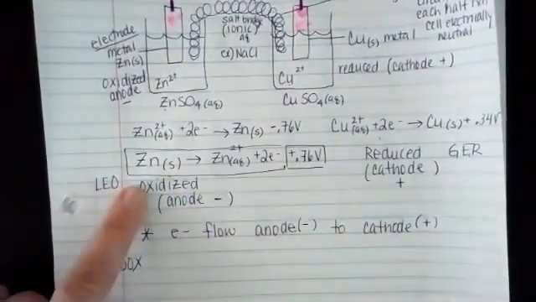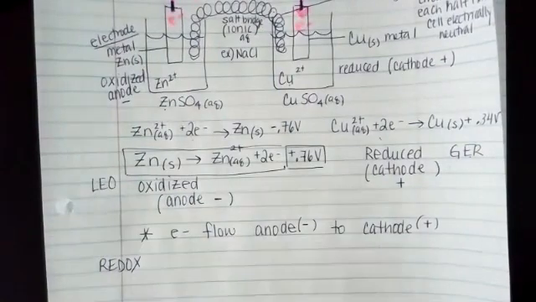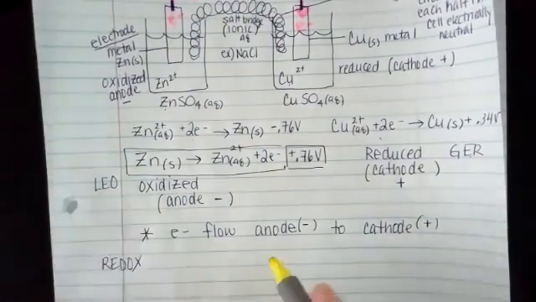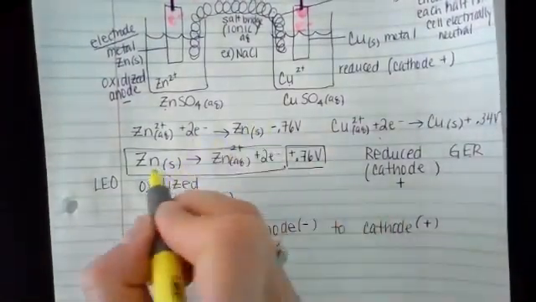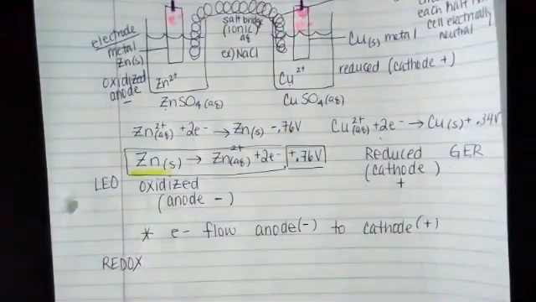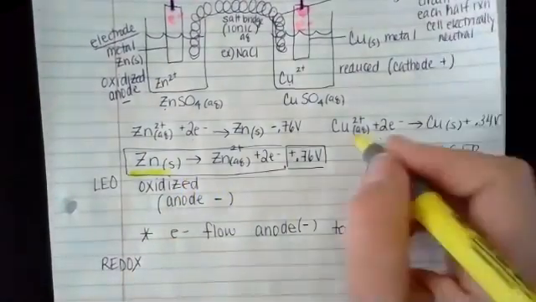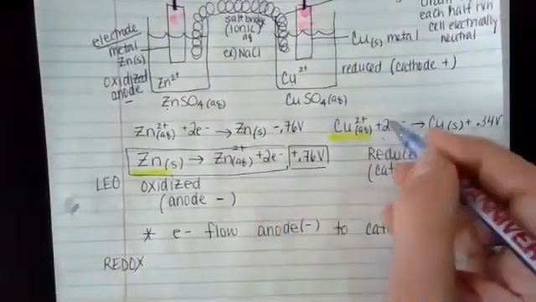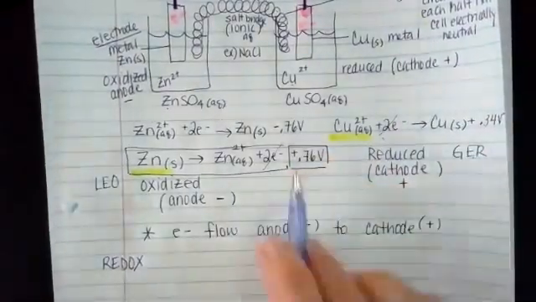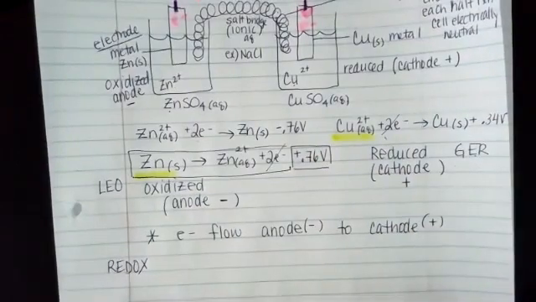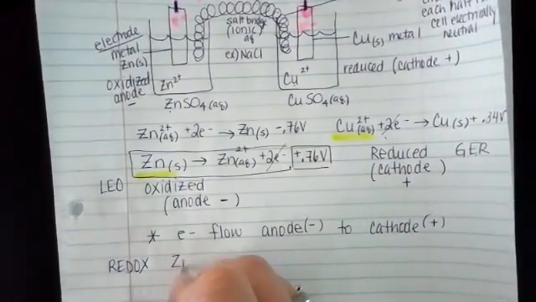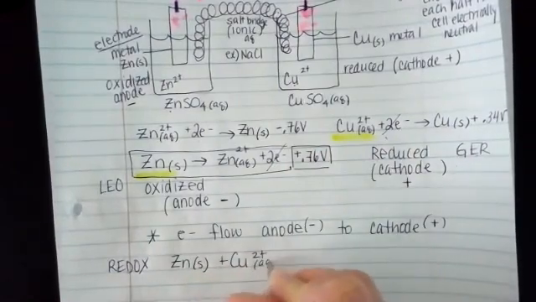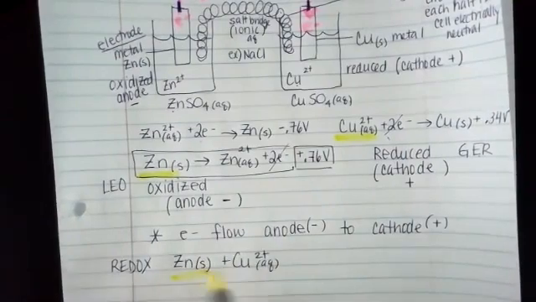Let's focus, I'll color code this. This is yellow. On the left side of the equation, I have zinc. On the left side of the equation, I have copper. Since these are both 2 electrons, they're already balanced. I don't need to place any values in front to balance them. So I'm going to write zinc solid plus copper 2+ aqueous. And they come from there.